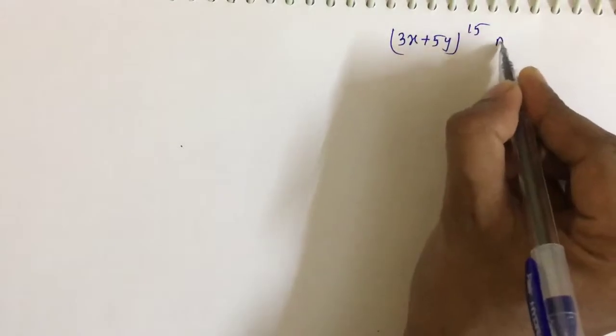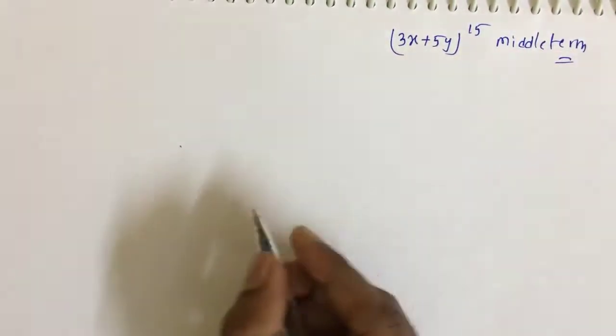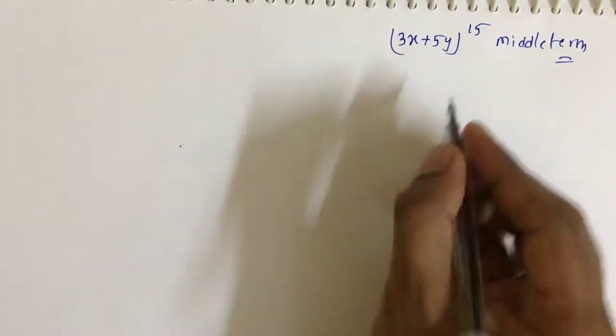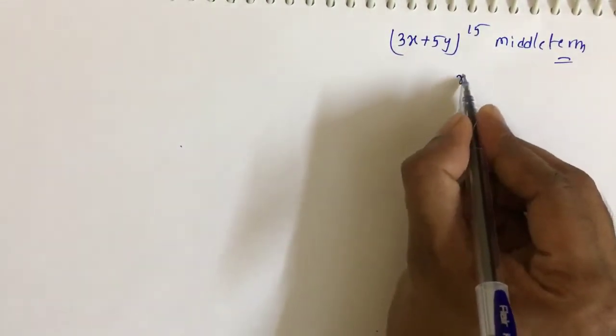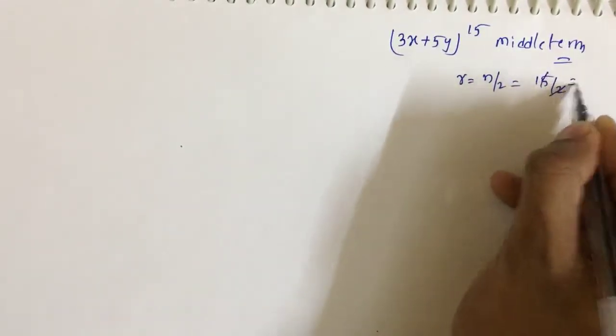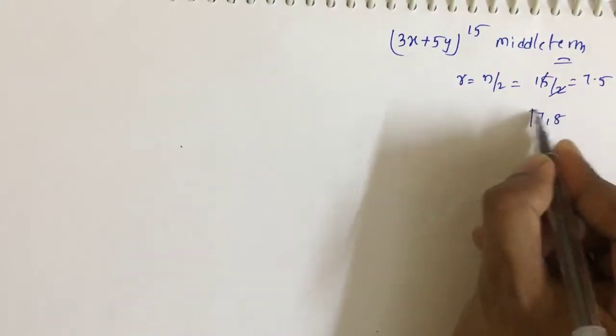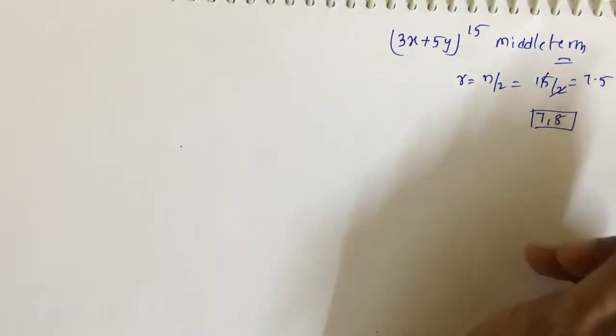These are very simple examples, simple problems we have. So this is very important for scoring also. And one last problem we have: 3x plus 5y to the power 15. In this, identify the middle term. Okay, as I said, in the middle term the r value will be n by 2. 15 by 2 is 7.5. So it can be 7 or 8. So 7.5 means here we will write 7 or 8.